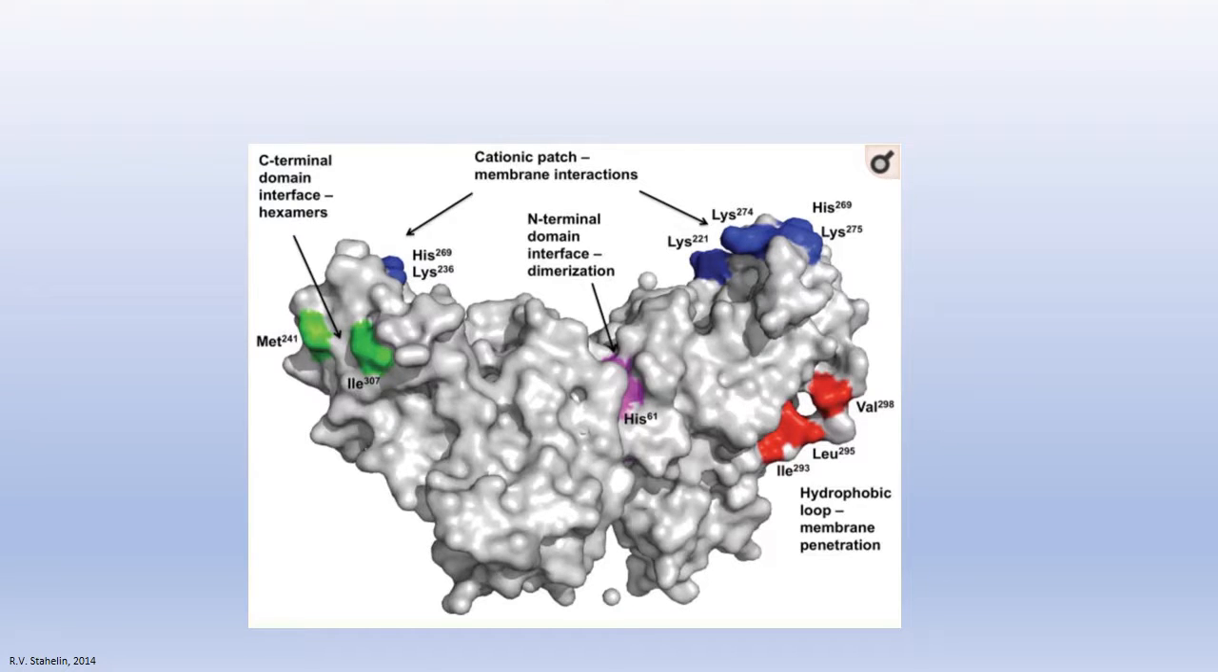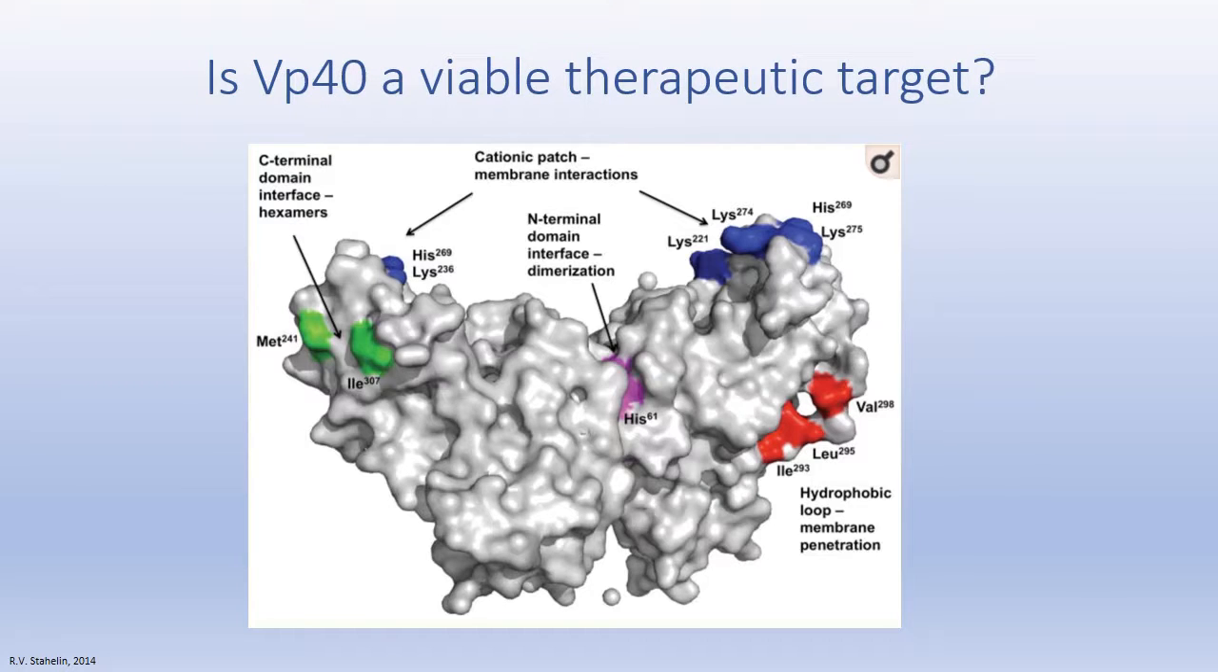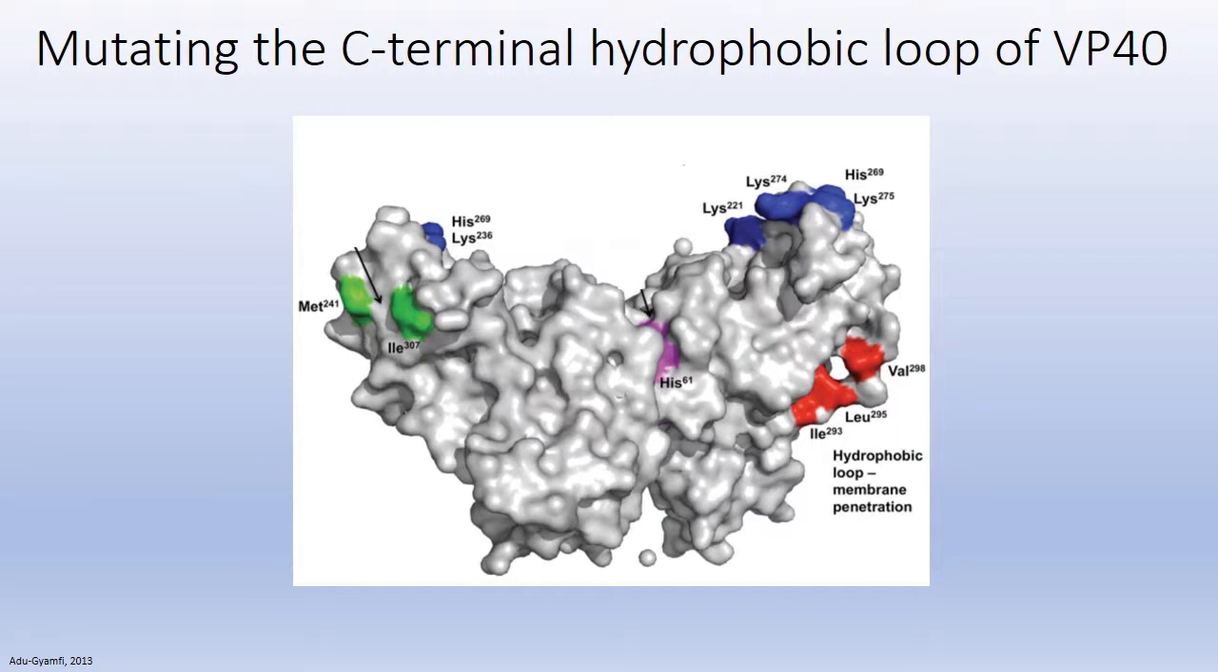So based on the structural information we know about VP40, does it have potential as an antiviral drug target? Experiments show that mutating just 1 or 2 of the key amino acids that are responsible for VP40 structure or membrane interactions can severely reduce viral budding from host cells. For example, in the experiment shown here, key hydrophobic residues on VP40 that are involved in host cell membrane penetration are replaced with other amino acids.